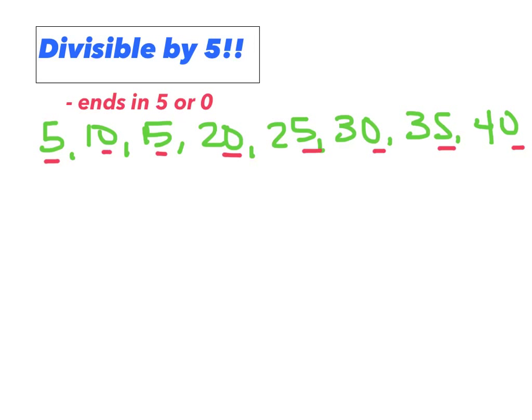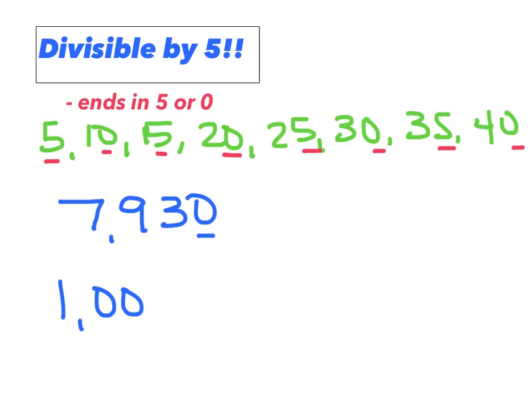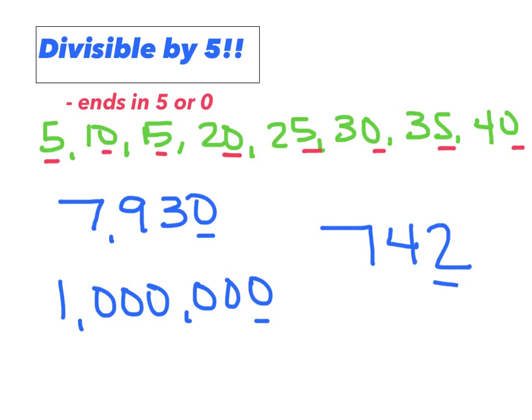So I'm going to give you 3 examples. For the number 7,930, you would check to see it ends in a 0, so you absolutely can divide that number by 5. If you look at the number 1,000,000, it ends in a 0. So you know that you can divide that by 5. And if you look at the number 742, this ends in a 2. So this number is not divisible by 5.